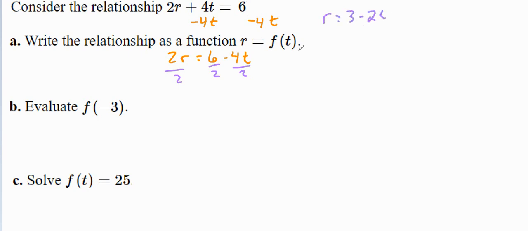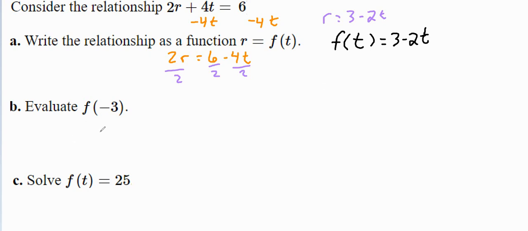But it does want us to write it in terms of like f of t. So we're going to just replace the r with f of t. And that gives us f of t equals 3 minus 2t. Now notice that this letter here is the same thing as this letter here, which is what we want.